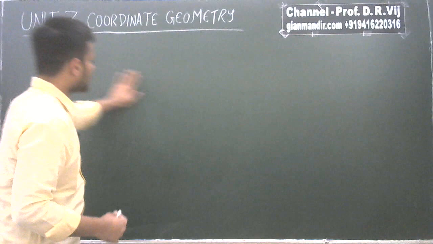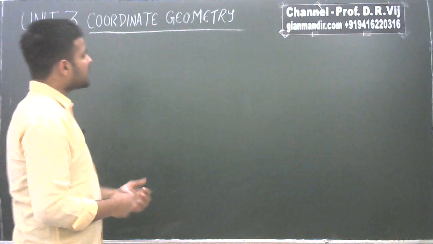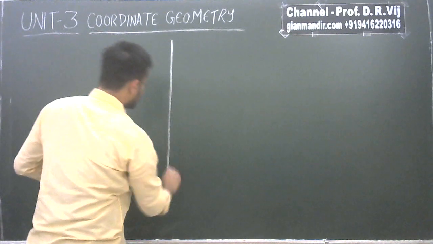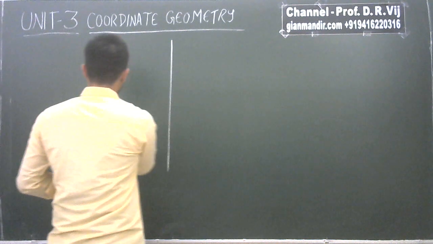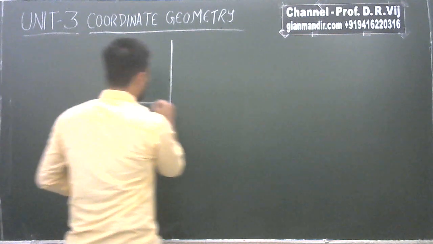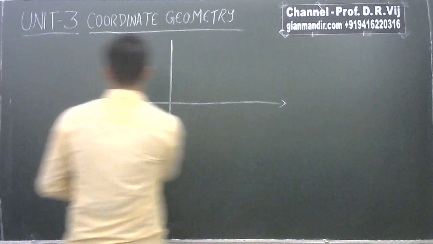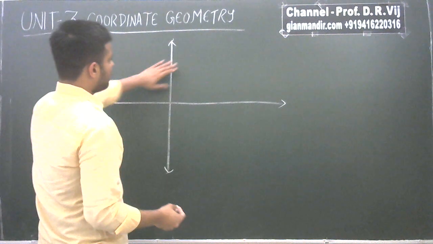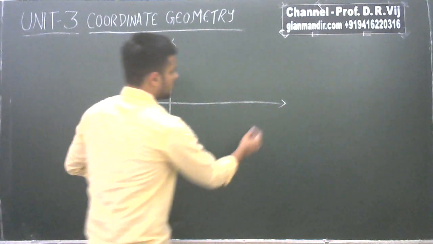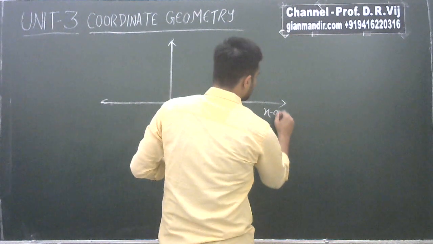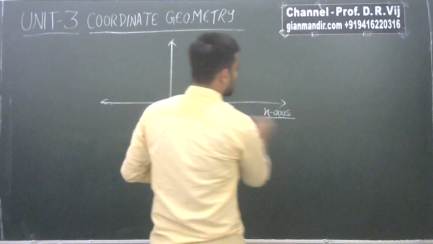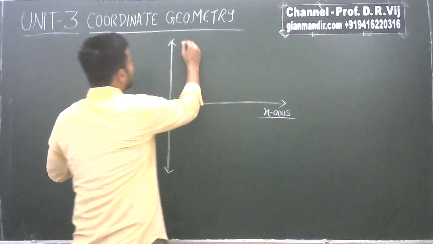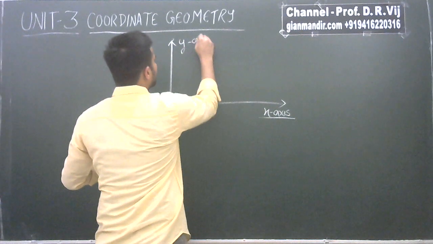So, Coordinate Geometry, there is a coordinate plane. A coordinate plane is where there is a vertical line and a horizontal line, and we call them axes. This horizontal line is known as x-axis and this vertical line is called as y-axis.